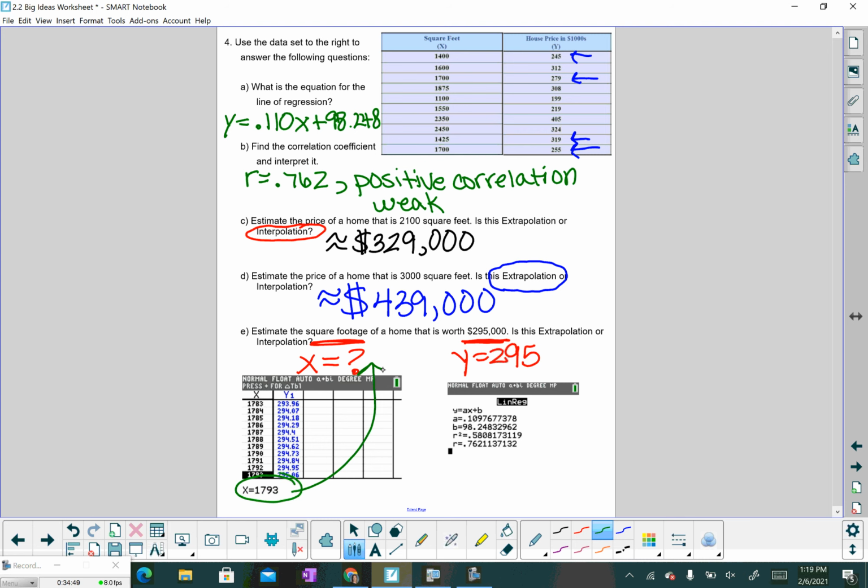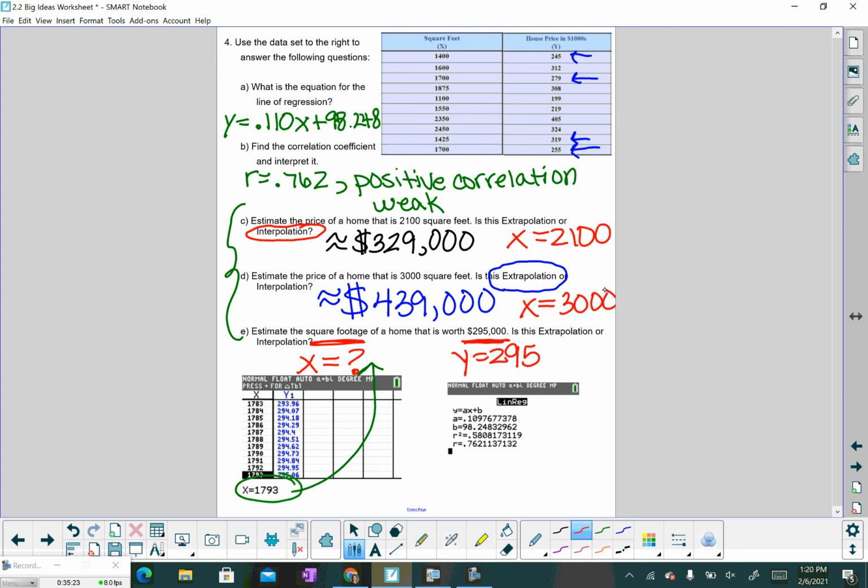Now, both of these problems, actually all three of these problems, C, D, and E, you could also use the equation to help you if you want to solve it algebraically, like we did back in the last section. For part C, in your equation, you could make x equal 2100 and solve for y. In D, you could make x equal 3000 and solve for y. And in E, you could make your y equal to 295 and solve for x. So we're using technology to get these, but you can also solve it algebraically as well.